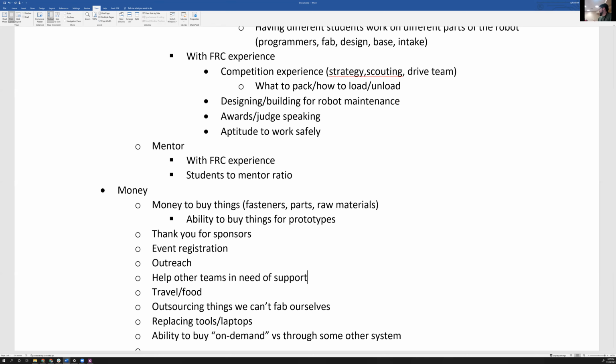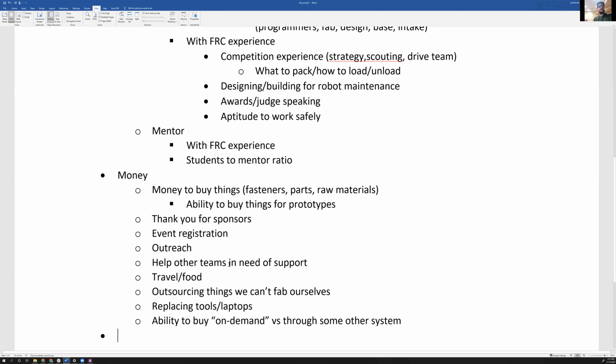I will have this document available. If I don't put it in Slack, please remind me to. Okay, so beyond money, I think we've talked plenty about money. What other kinds of resources do y'all have, Ty?